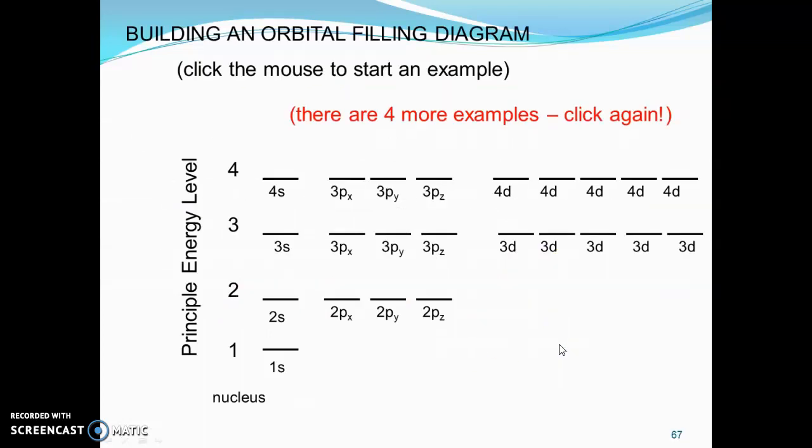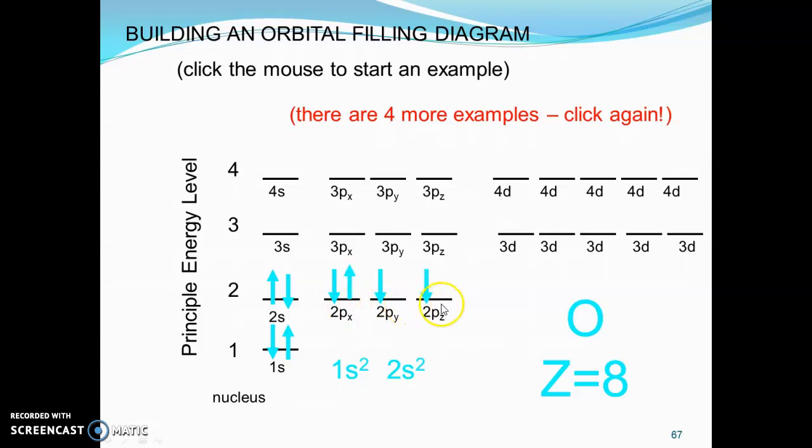So, for example, let's do oxygen. You look on the periodic table, oxygen has 8 protons. So following Aufbau's rule, we'll fill in the correct order. So we will fill in 1s, then we will fill in 2s, and then we will fill in 2p. And why did we stop? Well, we got to 8.